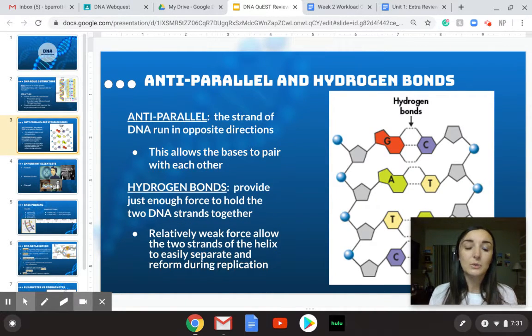The DNA molecule is called antiparallel. That's because the strands of DNA run in opposite directions. So you may have heard in one of the videos that you watched, they run 5' to 3', and they're going in opposite directions, which is called antiparallel. That's how the bases are actually able to pair up. And they're held together, like I said, with those hydrogen bonds, which is just enough force to keep the bases together, but it also is pretty weak, so it allows the bases to get ripped apart for replication.